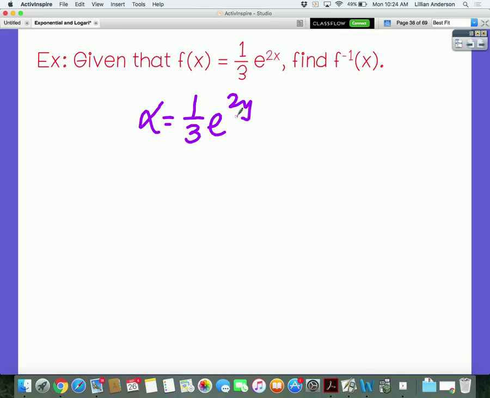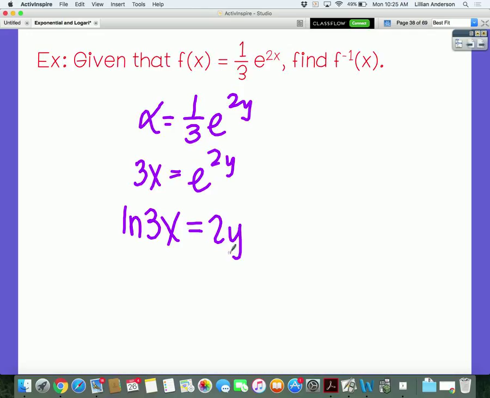So the first thing we have to do is get rid of the 1/3, so we're going to multiply both sides by 3. And then to actually get rid of the e and to write this in the logarithmic form, we're going to take the ln of the other side and set it equal to the exponent. So then the last thing we have to do is divide by 2. And then of course remember our notation. And there's the inverse.